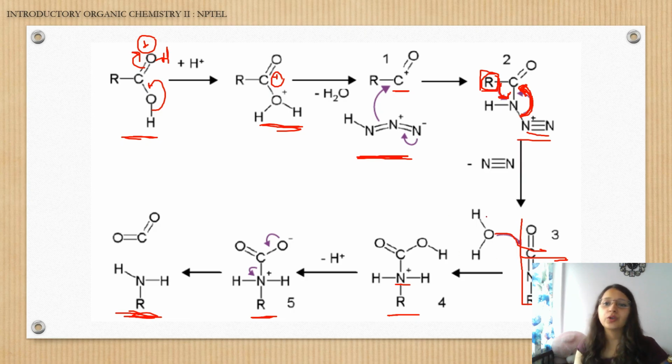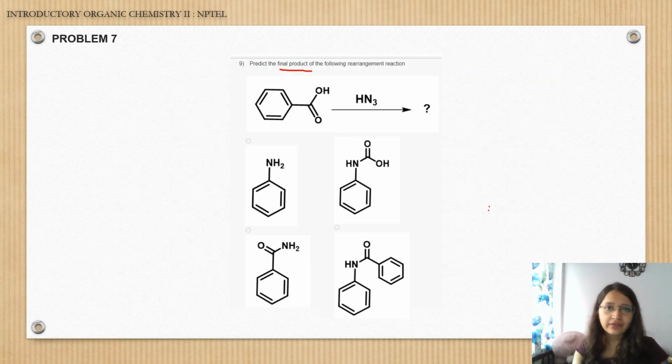Okay, so the driving force, although, is the generation of the isocyanate intermediate. So whenever you have an acid, you treat it with hydrazoic acid, you will end up having an amine with a carbon less. Okay, just keep this in mind.